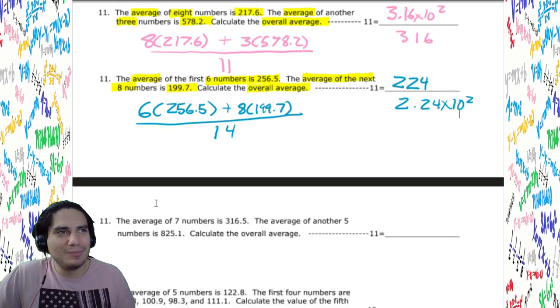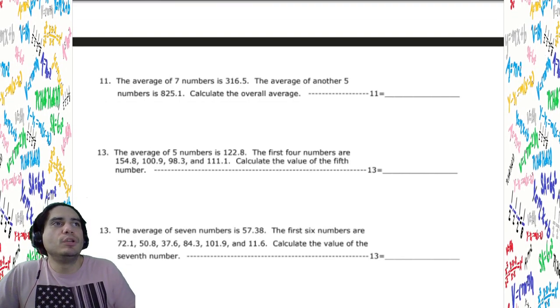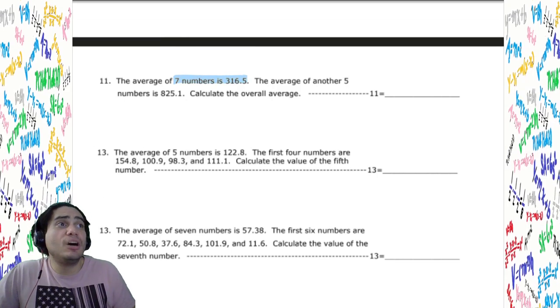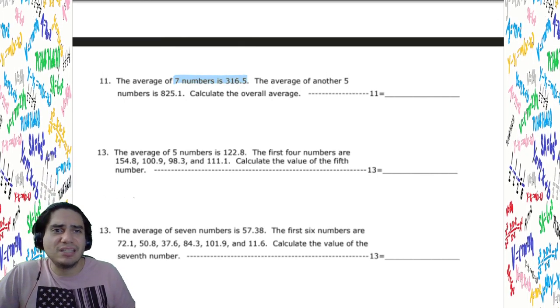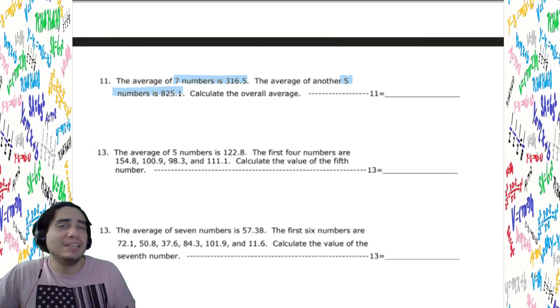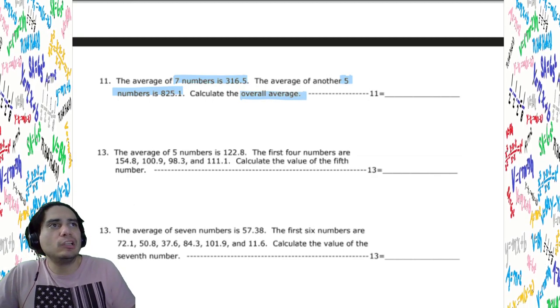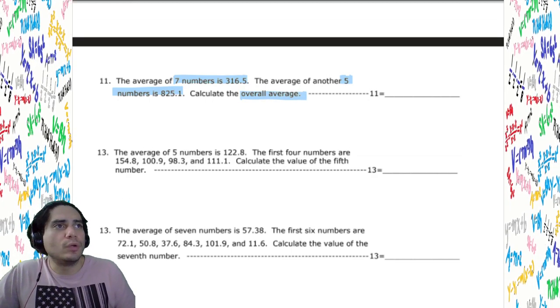All right, ladies and gentlemen, let's keep it going. All right, here. We got ourselves a beautiful problem. We got 7 numbers. The average is 316.5. The average of another 5 numbers is 825.1. Calculate the overall average. Easy work when we get the hang of this.